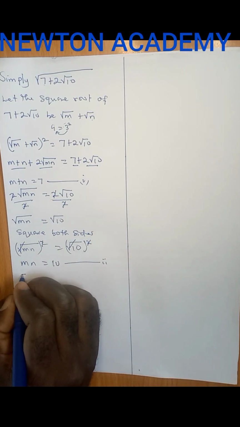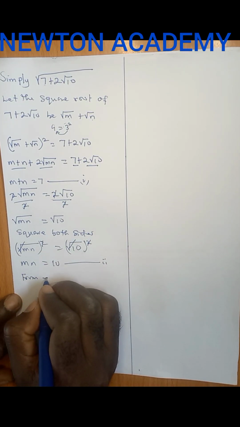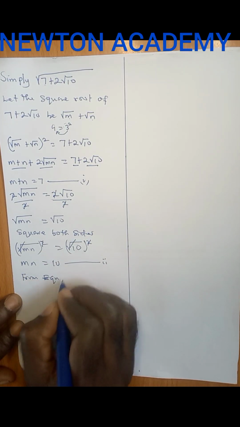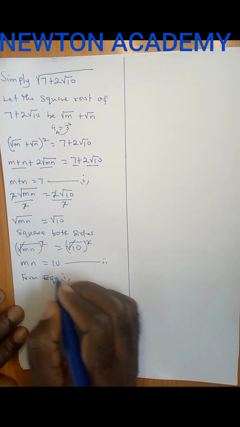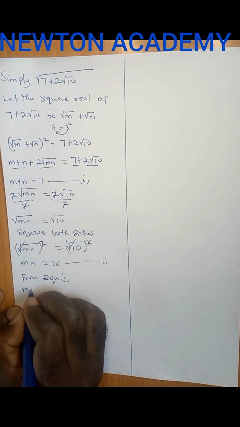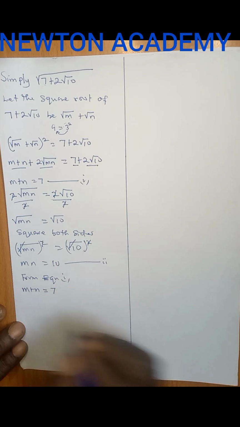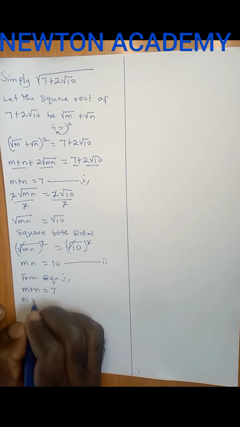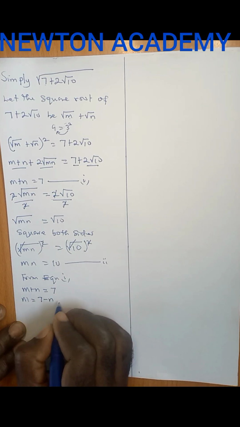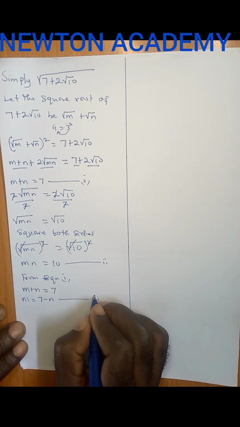Now from equation 1, let's find something to do here. We have m plus n is equal to 7. Let's make m the subject of the formula here. We have m is equal to 7 minus n. Let's call this one equation 3.